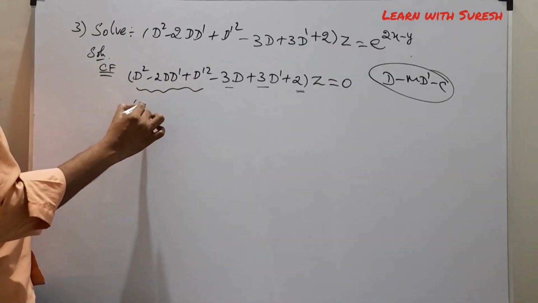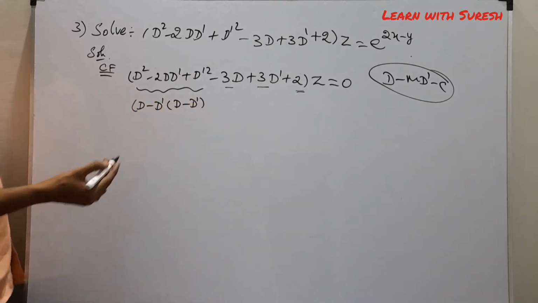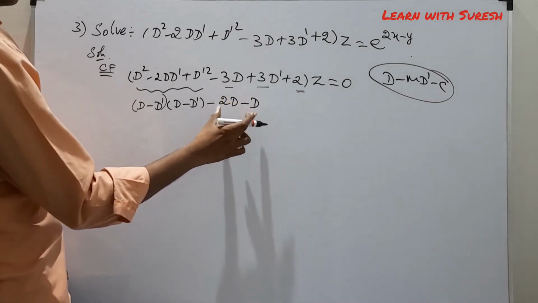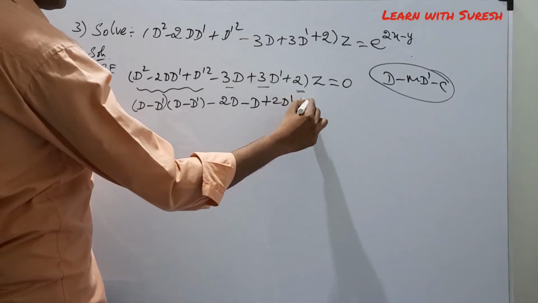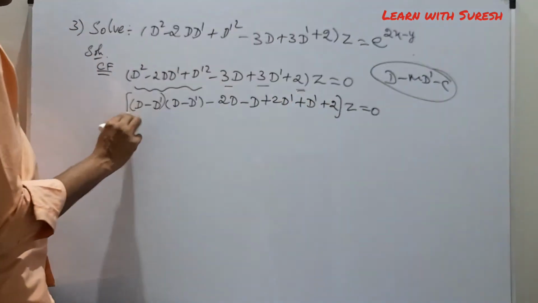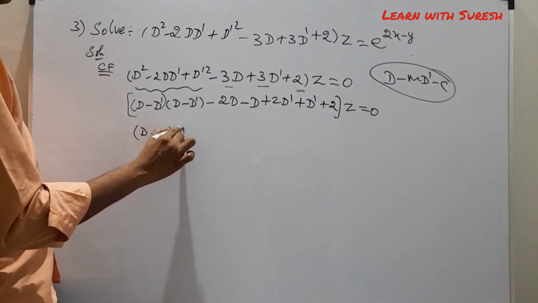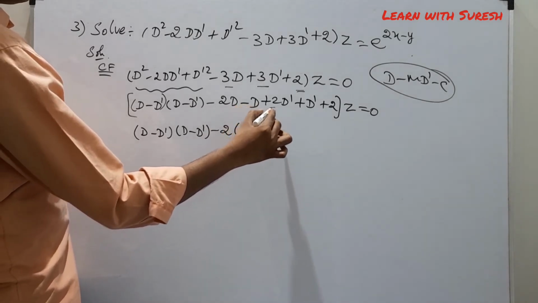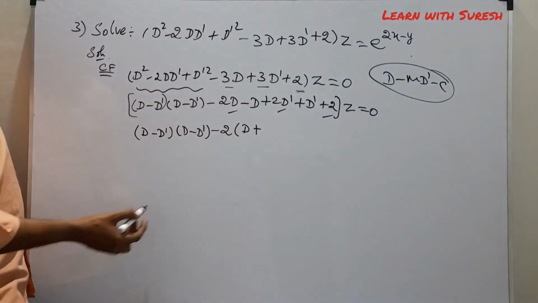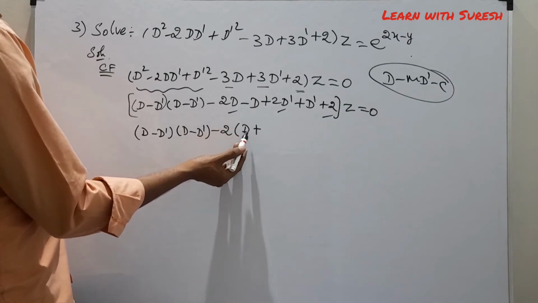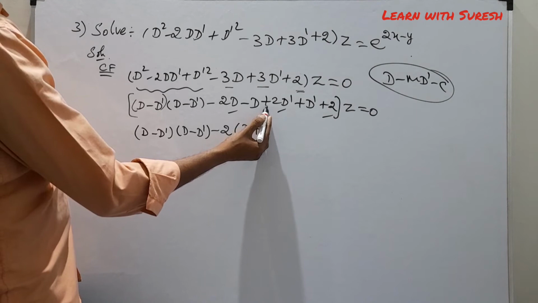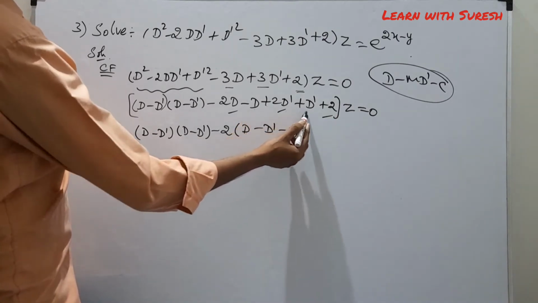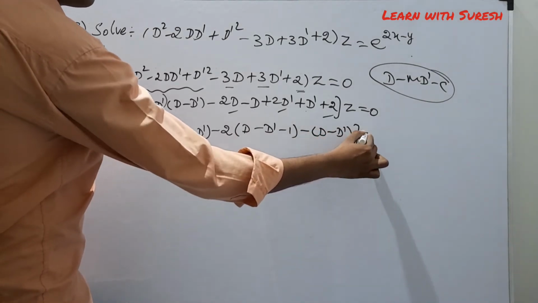Look at the first 3 terms. You can write this part as D minus D dash into D minus D dash, minus, this can be written as 3D minus 3D dash plus 2, everything into z equal to 0. Now in these 3 terms we can take minus 3 commonly, so you will get D minus D dash and plus 2. The remaining terms are D minus D dash, everything into z equal to 0.